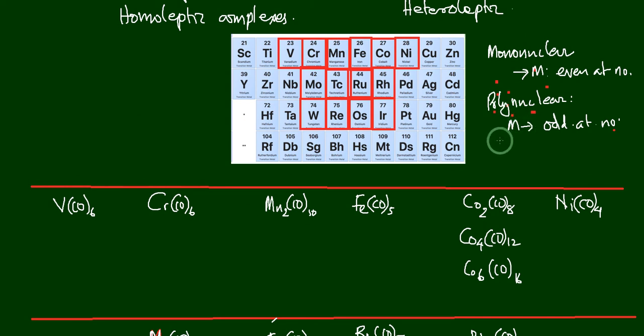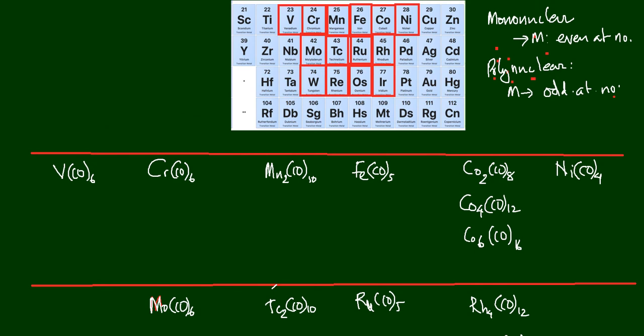Some with the even atomic number are also giving polynuclear complexes. We can look at the ones with the even atomic number. Chromium, molybdenum, and tungsten, they are giving only mononuclear complexes. There is no exemption there.